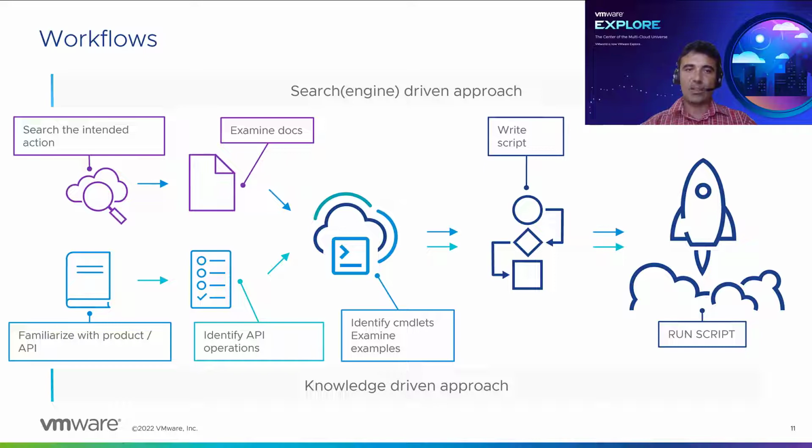So we just need to figure out which PowerCLI commands match to those API operations. And I'll show you in the demo how to do that. We can do that from the documentation or for some of the modules, we also have additional methods to do that. If we're not familiar with the API operation, we have to do some searching. So we can search online for the API operation that we need. When we find the API operation, we examine the documentation, and again we get to the PowerCLI example and the PowerCLI commandlet that we have to use. Then when we know the PowerCLI commandlets, all that is left is to write the script, run it, and that's it.